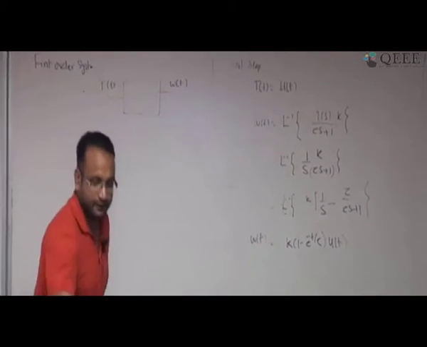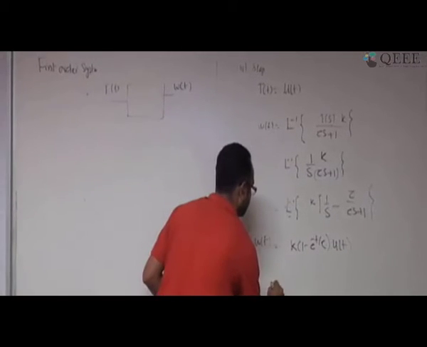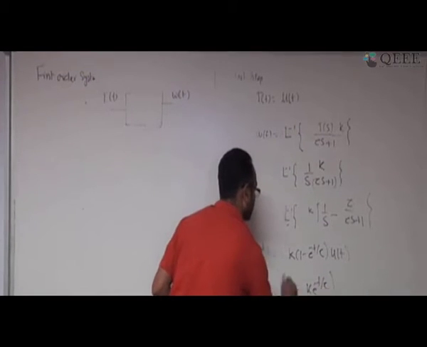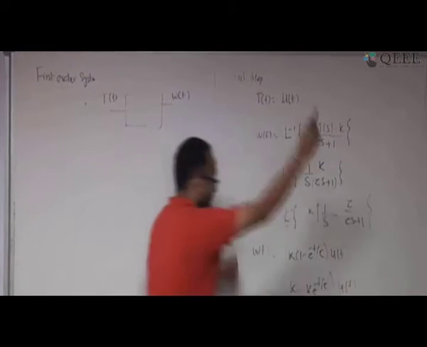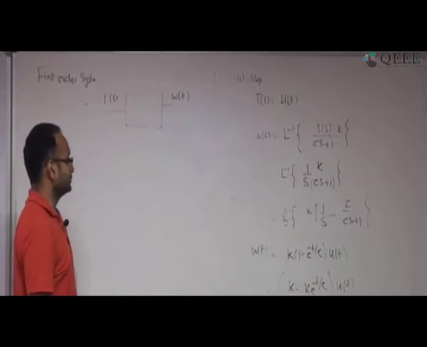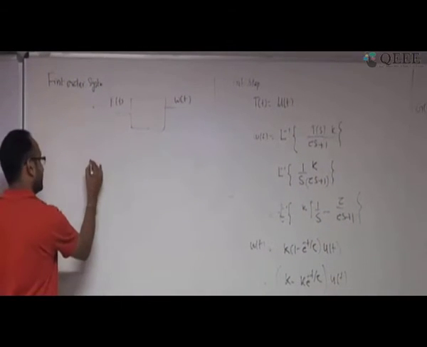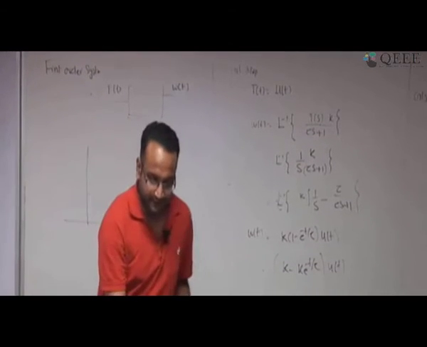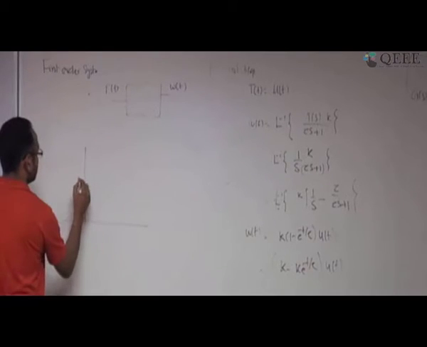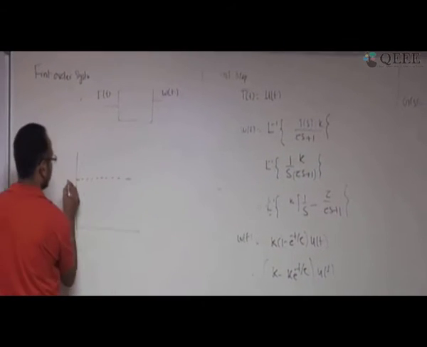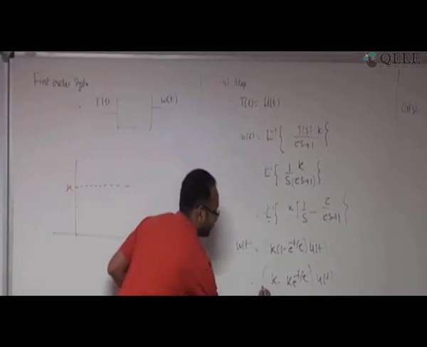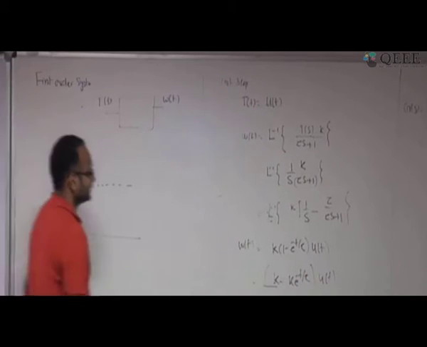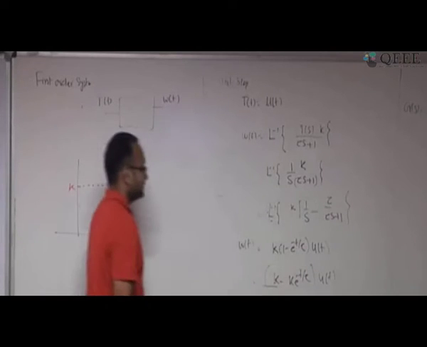As you can see from this equation, it has two components: k minus k e to the power minus t by tau, and u(t), the unit step function, which is given like this for t greater than 0, the positive side. So this response has two terms. The first term is k, irrespective of time, one component is always fixed at k. Now look at the second part, k e to the power minus t by tau.